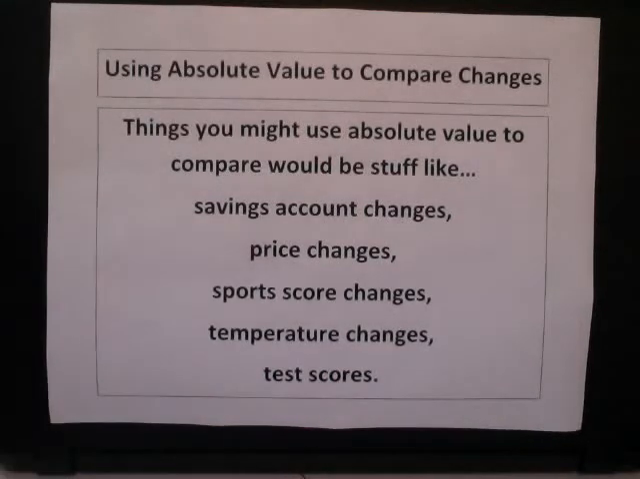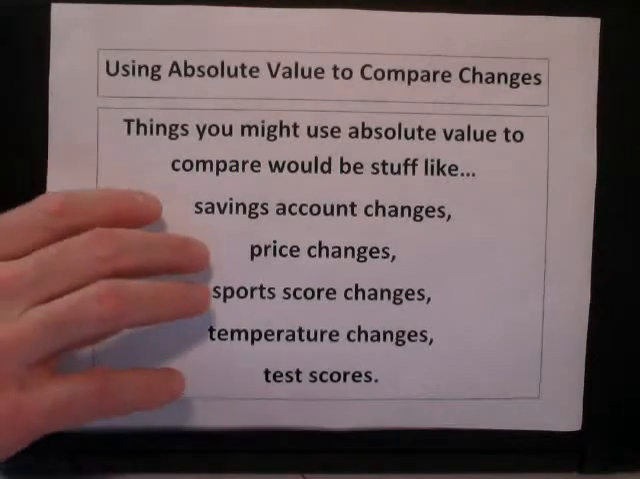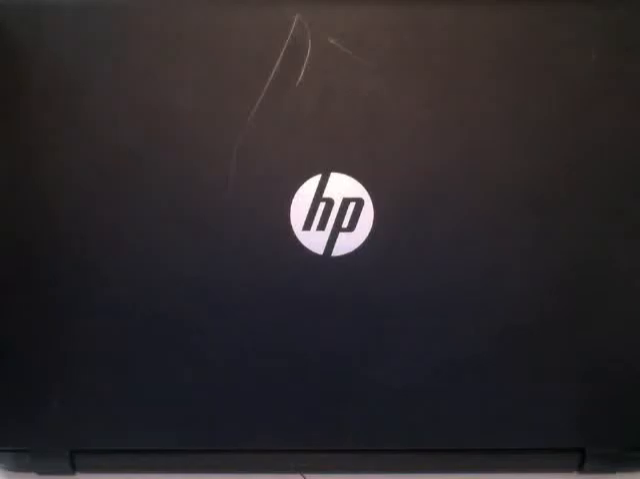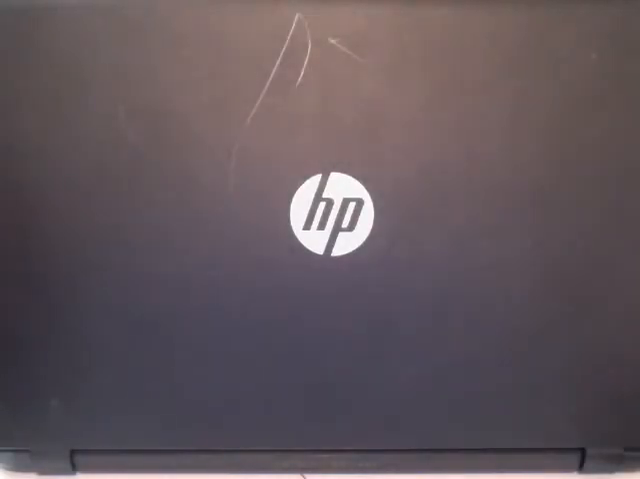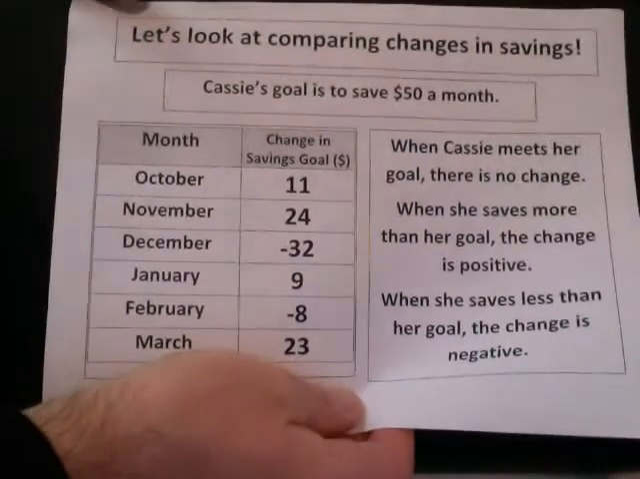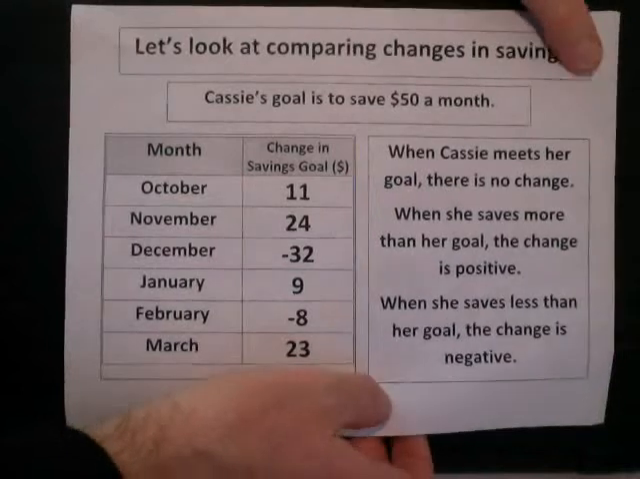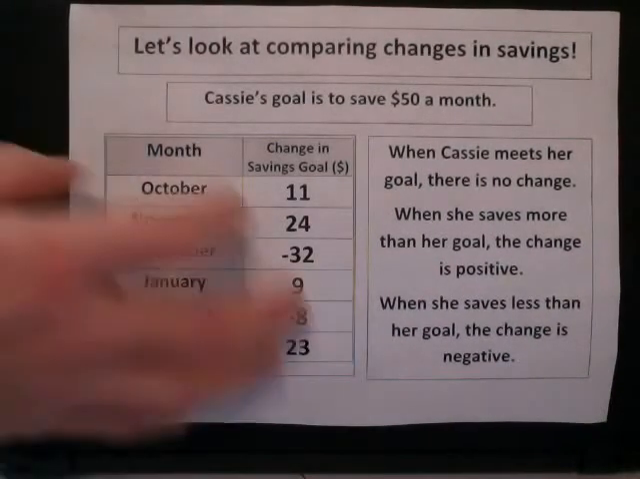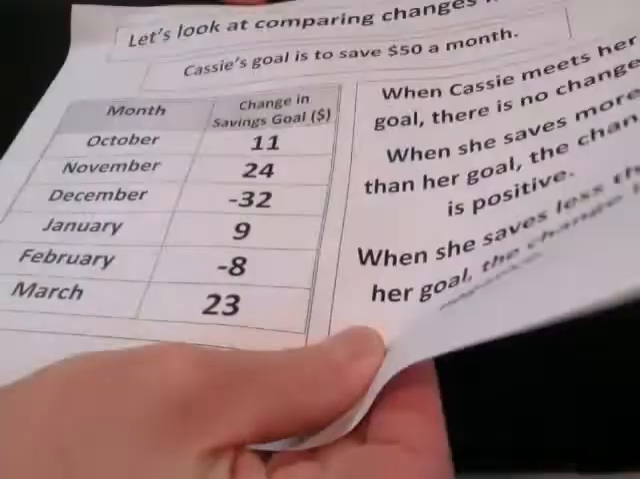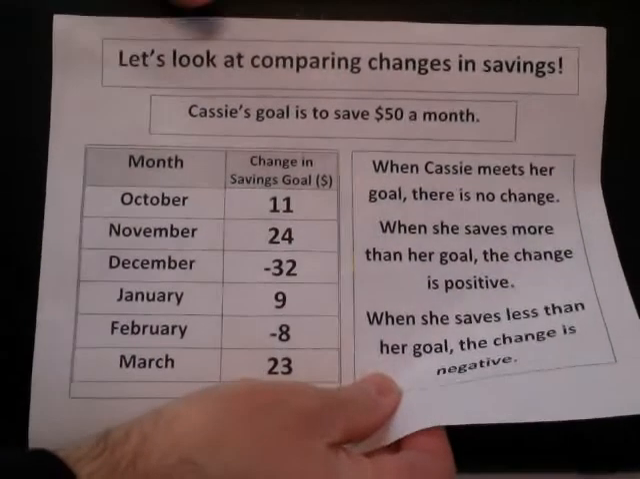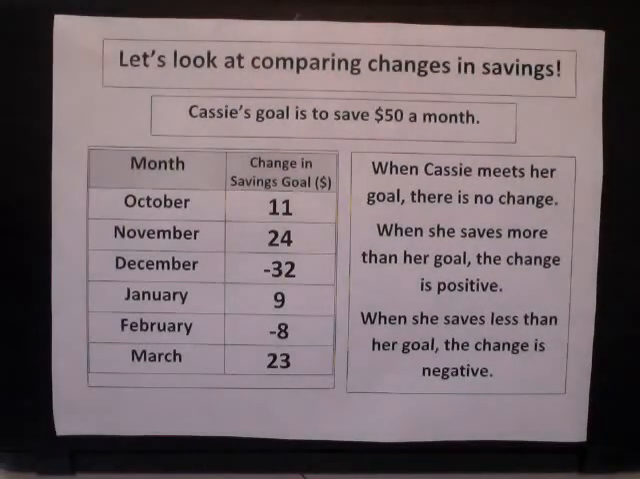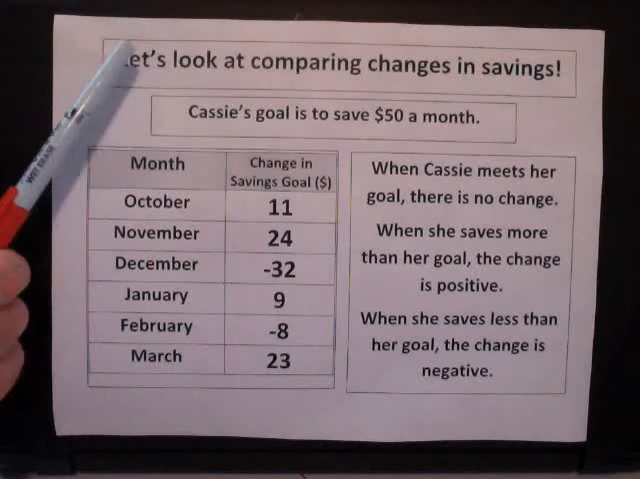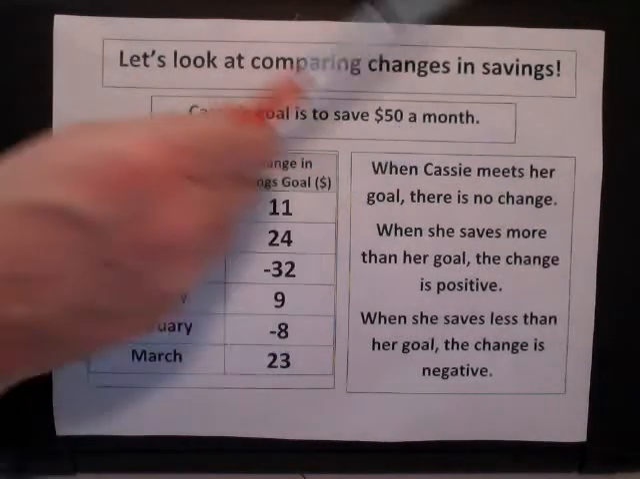So anyways, what we're going to do now is take a look at a couple more slides related to absolute value and how you would compare them. The first slide that we're going to talk about is looking at changes in savings. I'm going to move this down a little bit, make it a little bit easier for us to read. Let's look at comparing changes in savings.